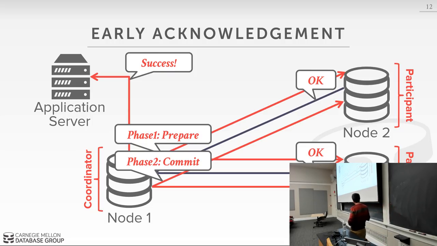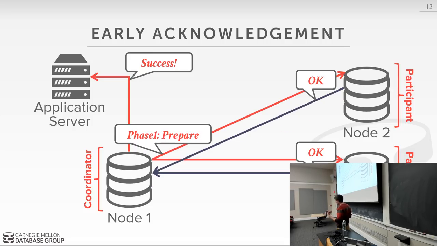Another advantage of this also is that, thinking about two-phase locking, at this point I could release all the locks from my transaction because I know I'm going to be able to commit. So rather than waiting to the very end after the second phase, I can release everything right away.